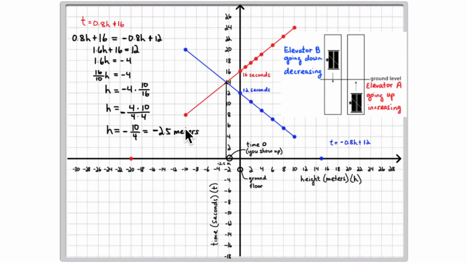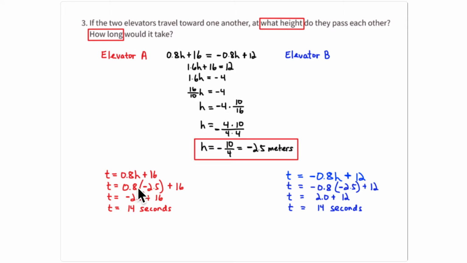Now you can use either expression to figure out how long it takes. You can use the expression for elevator A, just replace height with a negative 2.5 meters, and notice that this is a negative 2 seconds. And for elevator B, replace height with a negative 2.5 meters. This is a positive 2 seconds. What that's showing you is this is 16 seconds, and this is 2 seconds before that 16 seconds. So this is a time of 14 seconds. And for elevator B, this is 2 seconds after it travels the 12 seconds, so after it's reached ground level. So this is 14 seconds.